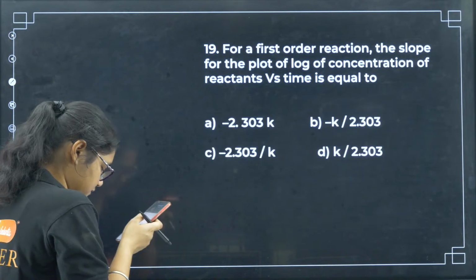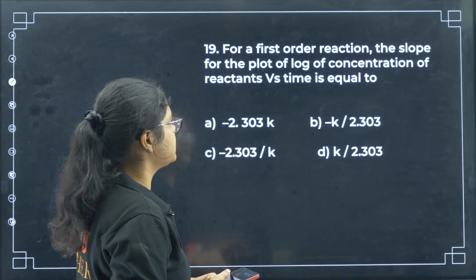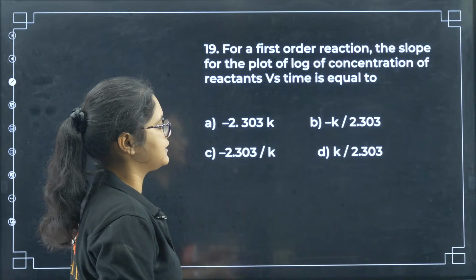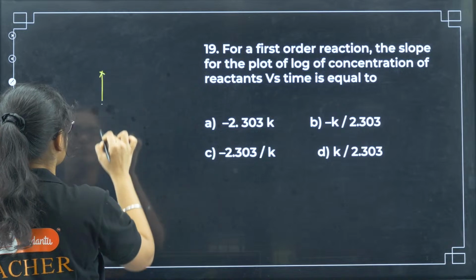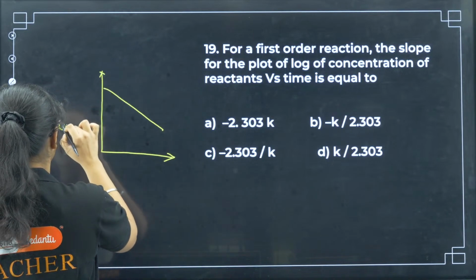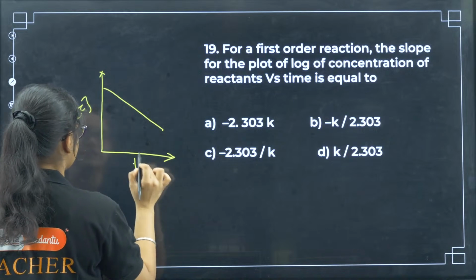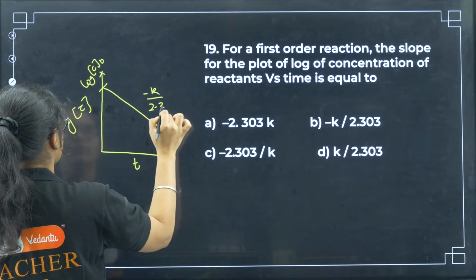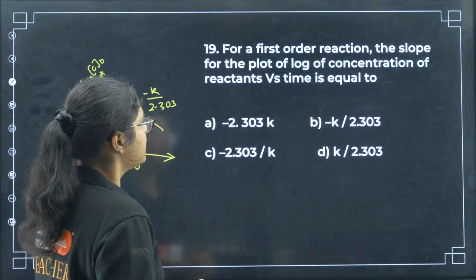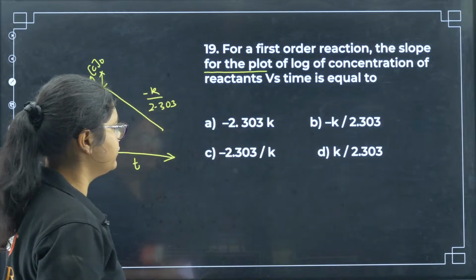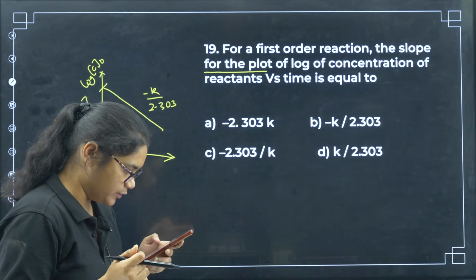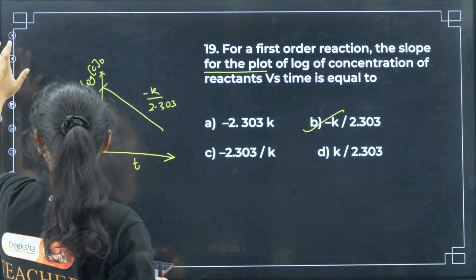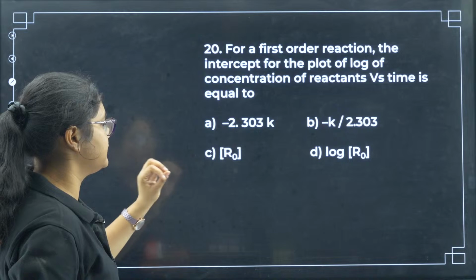Next, for the first order reaction, the slope for the plot of the log of concentration of reactants versus time is equal to. I have drawn the graph already. This is your log of C, this is T, this is log of C0, and this is minus K by 2.303. Here you have to find the slope. Yes, 19B is the correct answer. Very good, all of you are correct. You have to remember the graph, and then you can easily answer this question.